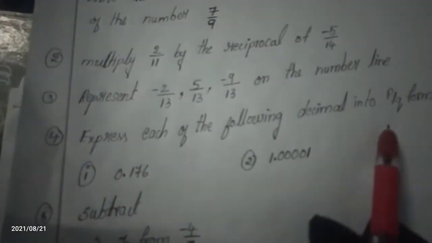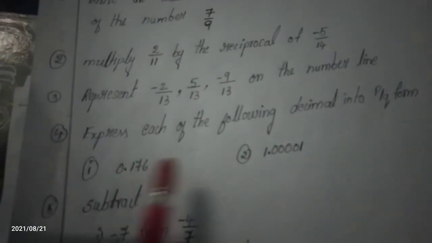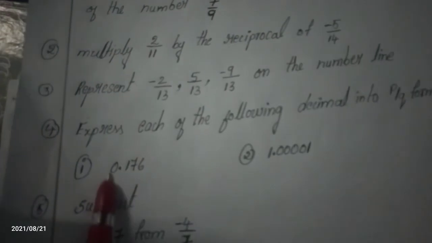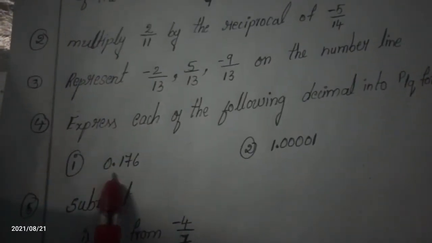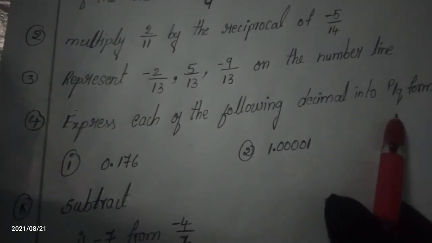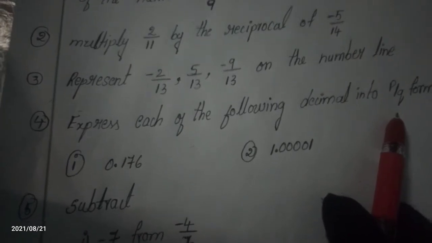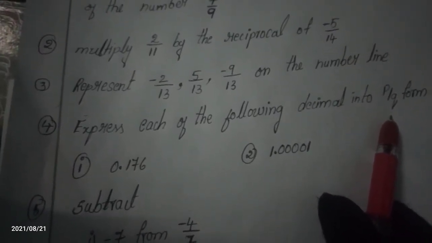Express each of the following decimals in p by q form. Whatever decimal is there, we have to express in the form of p by q. In the first and second ones you can see a point, which means it is a decimal. You have to convert it into p by q. How can we convert? Just remove the decimal. Count how many numbers are after the decimal, and divide by 1 followed by that many zeros.